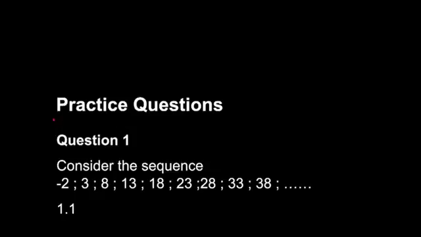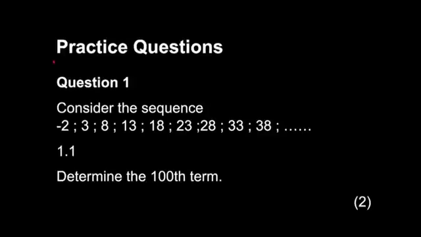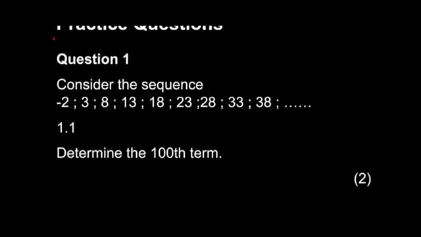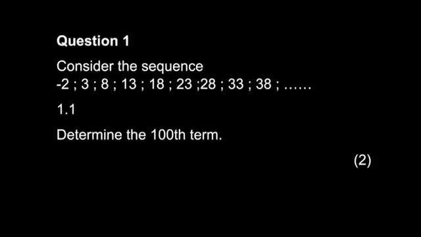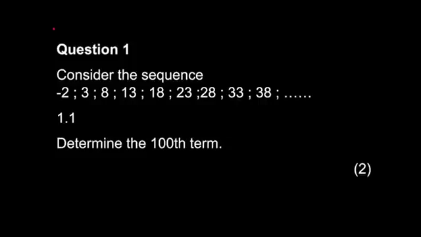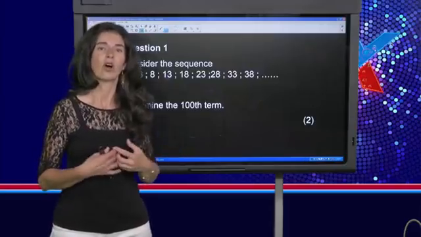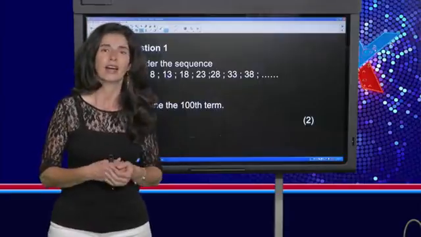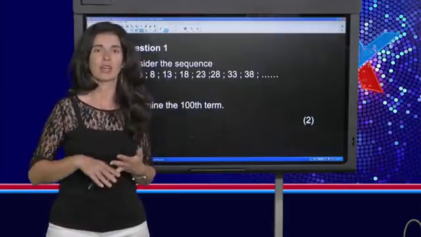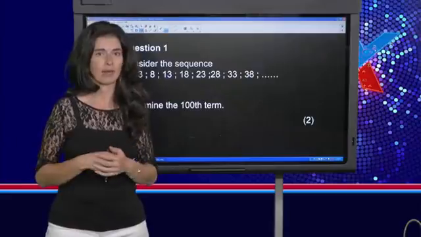And we're going to look here, firstly, at the sequence -2, 3, 8, 13, 18, 23, 28, 33, 38. I think that they've given us something to think about, because we first need to establish what kind of sequence I have. Is it arithmetic? Am I adding the same thing all the time? Am I multiplying this by the same thing all the time?